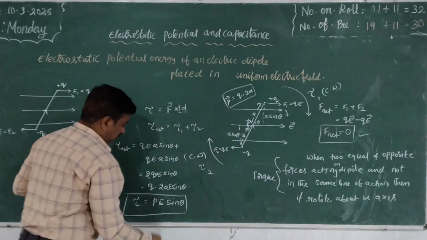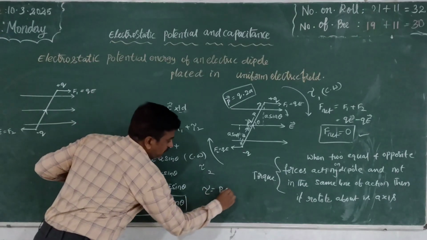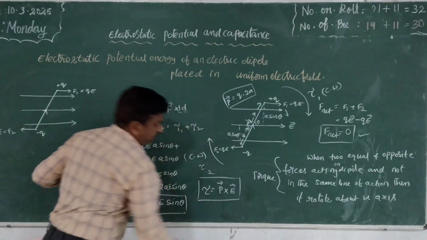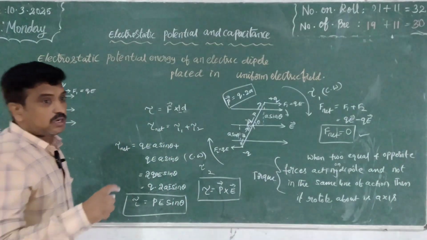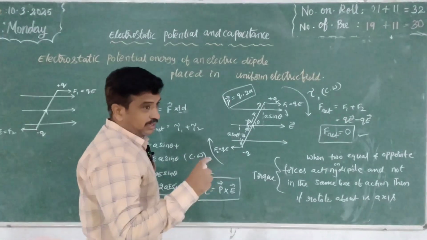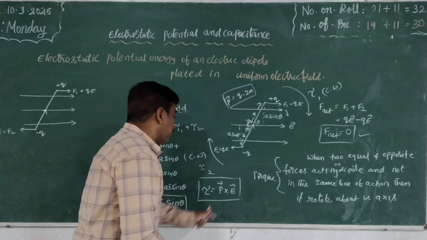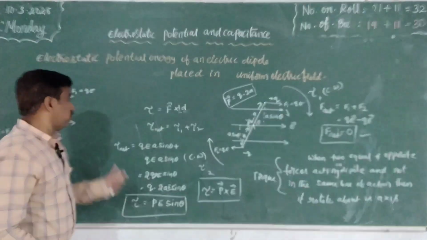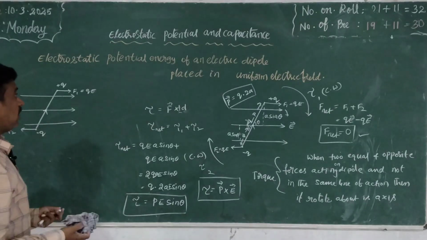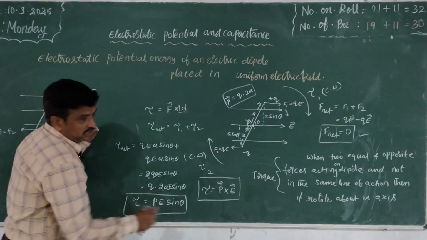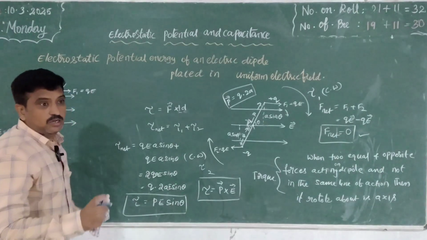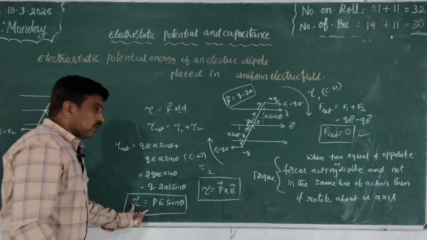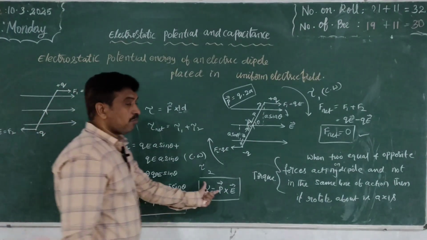We can write torque equal to P cross E. What is the torque formula? P cross E. That is the torque acting on the electric dipole when it is placed in the external uniform electric field: P cross E, or we can write PE sin theta. We can use this for deriving the electrostatic potential energy. This is the basic information about the torque acting on the electric dipole in the external uniform electric field. Torque is PE sin theta or P cross E.